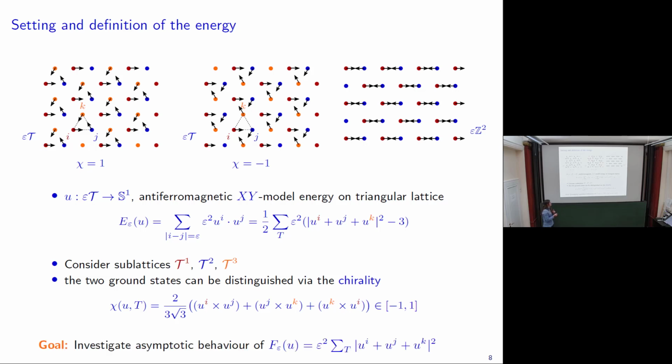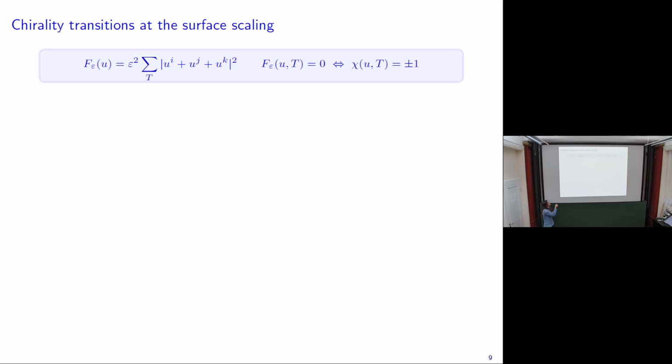So now the goal is, as before, to investigate the asymptotic behavior in terms of gamma convergence of this energy, which is, up to a factor 2, the one here after removing your constant, which corresponds again to the minimum value. So this is the energy that we would like to consider. From now on, whenever you see f epsilon, this is what I want to consider. And just as a reminder, on every triangle, so I localize the energy to a triangle, this energy is 0 if and only if chirality is equal to plus and minus 1. Okay.